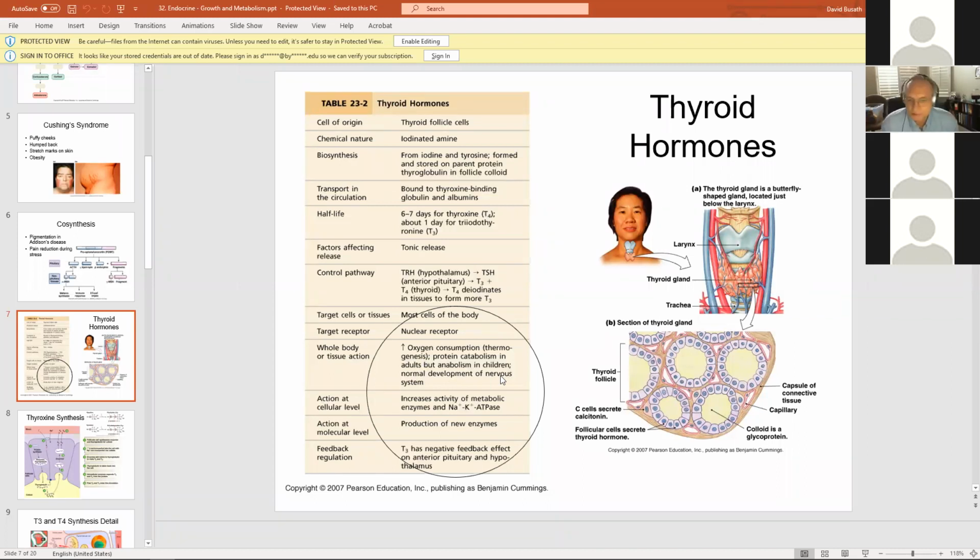And one of the most disturbing problems with thyroid hormone is cretinism, the lack of exposure, I believe it's in the womb, to thyroid hormone, resulting in severe mental retardation. We called it in the old days, cretinism, the lack of brain development.